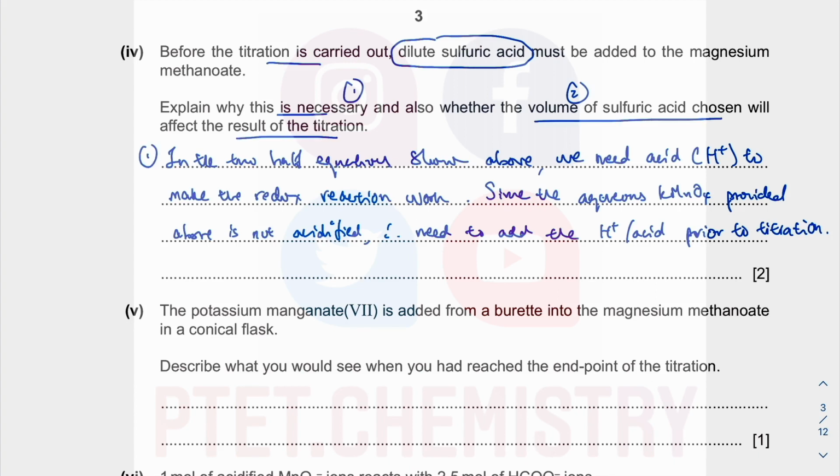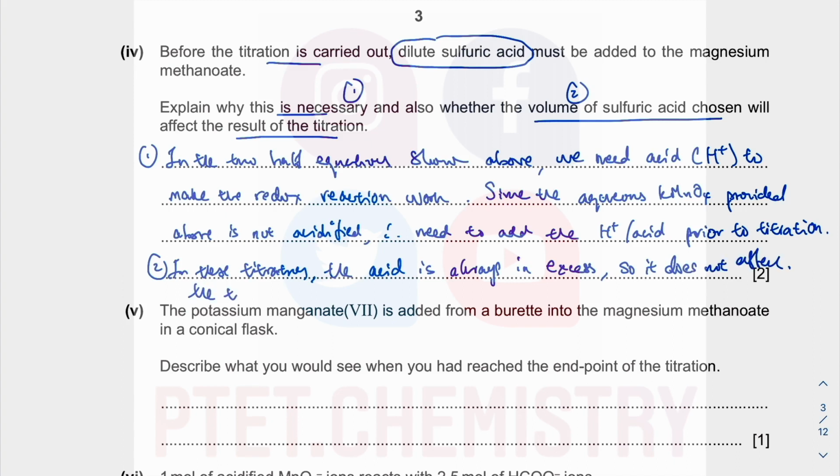Okay, so in this kind of redox titration, the acid is always in excess. Yeah, the acid is always in excess, so it does not matter, so it does not affect the titration at all.